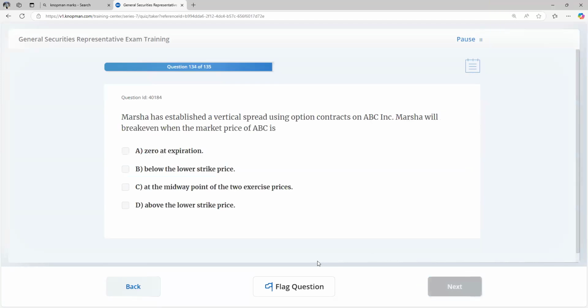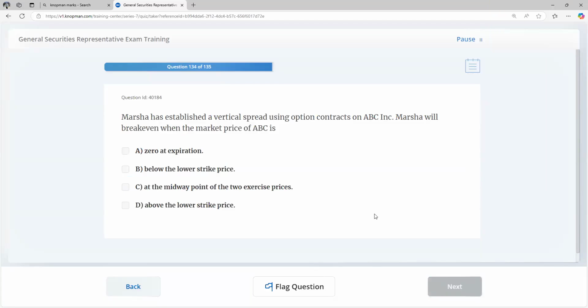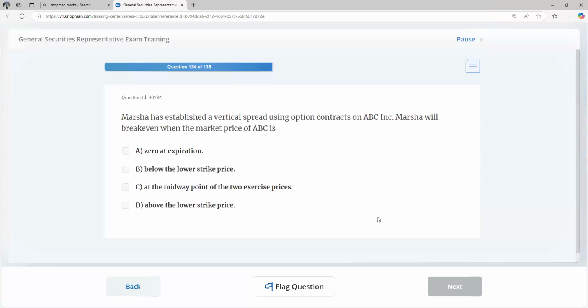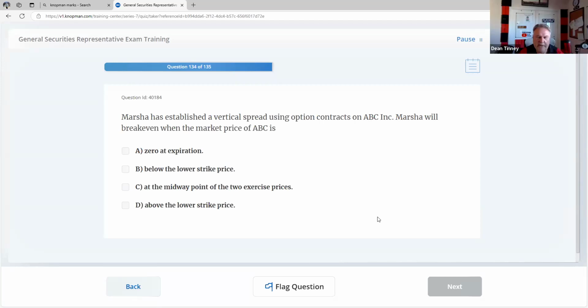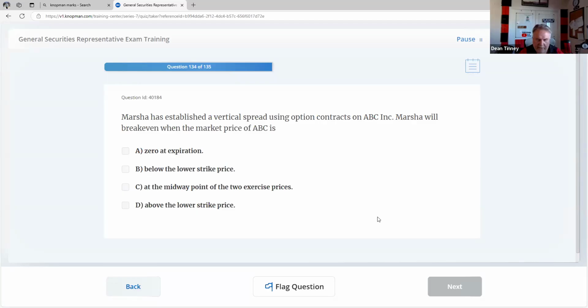A weird question. Marcia has established a vertical spread using option contracts on ABC. Marcia will break even when the market price of ABC is... I'm just trying to figure this out. They haven't told us whether it's a call spread or whether it's a put spread. So I'm with you. We know that it has to be somewhere between the two. So we could toss out A and C? And either B, right? So we got C or D. No, it's at the midway point of the two exercise prices.